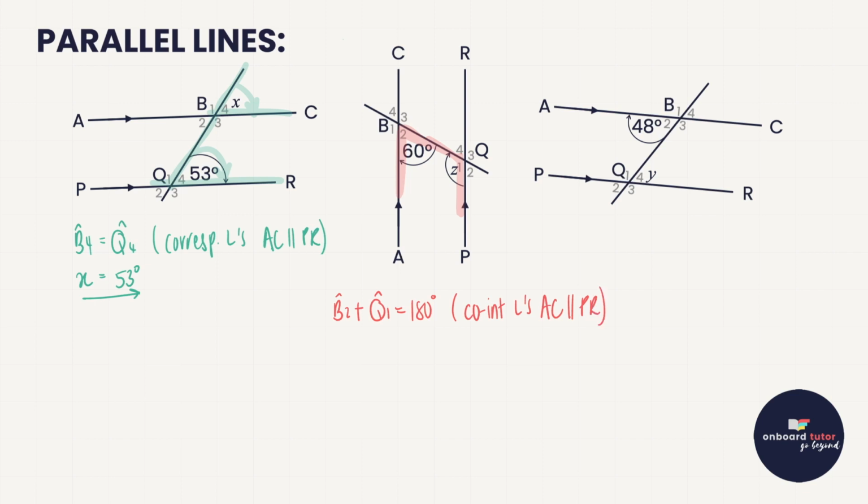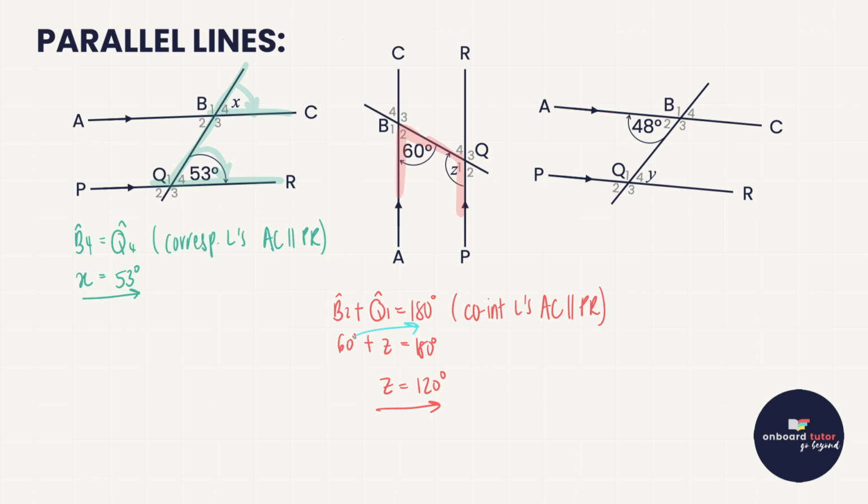And so that means that 60 degrees plus Z, the missing thing, is equal to 180. Let's move that 60 over, and so we find out that Z is equal to 120 degrees.